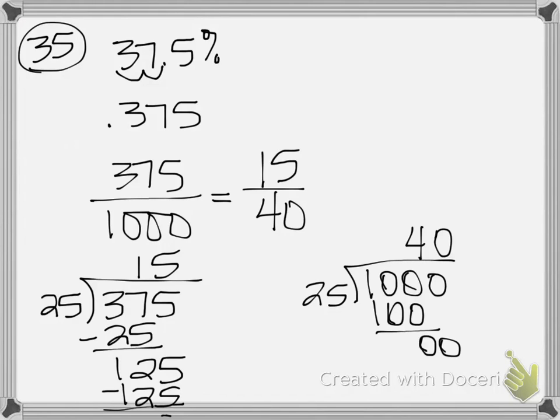Okay, so I have 15 over 40. So is that completely reduced? No. Because what still goes into 15 and 40? 5. 5 does. But I think we're definitely closer. So 5 goes into 15 3 times and it goes into 40 8 times, so 3/8. So 3/8 is the same thing as 37.5%. It's the same thing as 0.375.